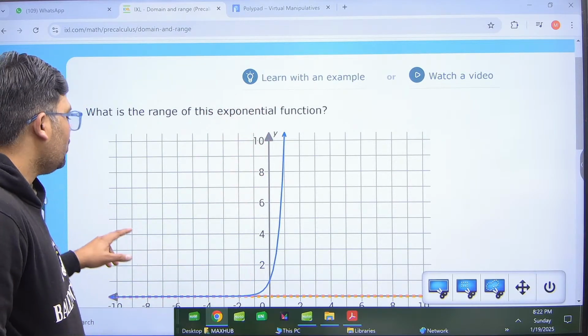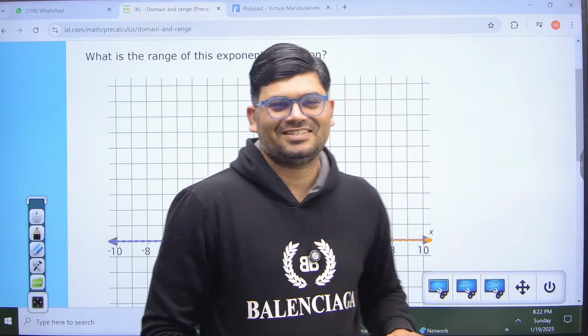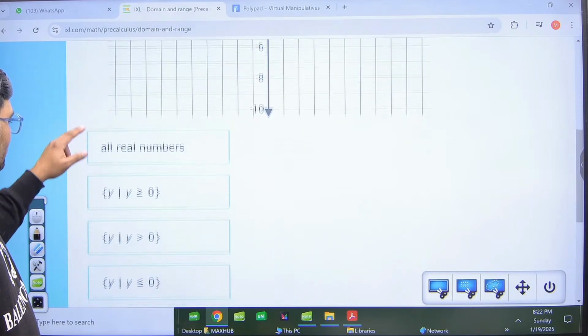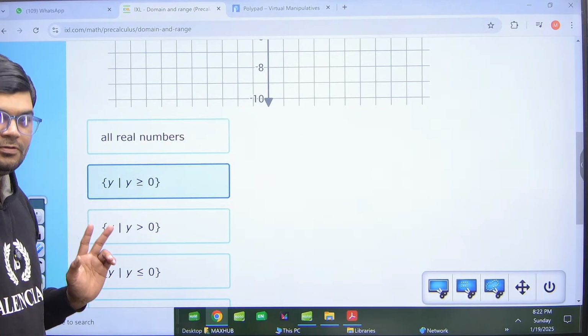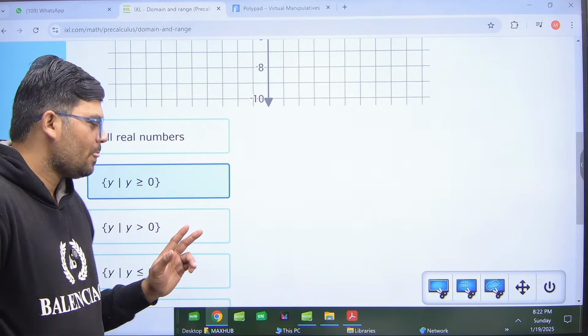Domain. Okay. And then range is positive. So they are not asking the domain, they are asking the range. Oh, okay, so range is positive infinity because it's just going on. So it will be y greater than or equal to 0, right? Yeah, y is greater than or equal to 0.